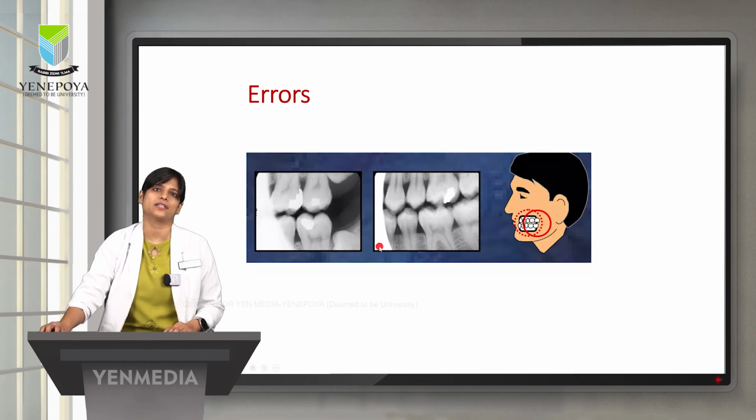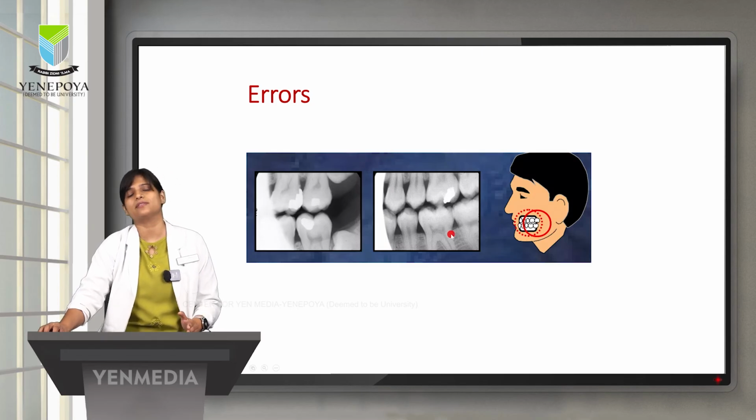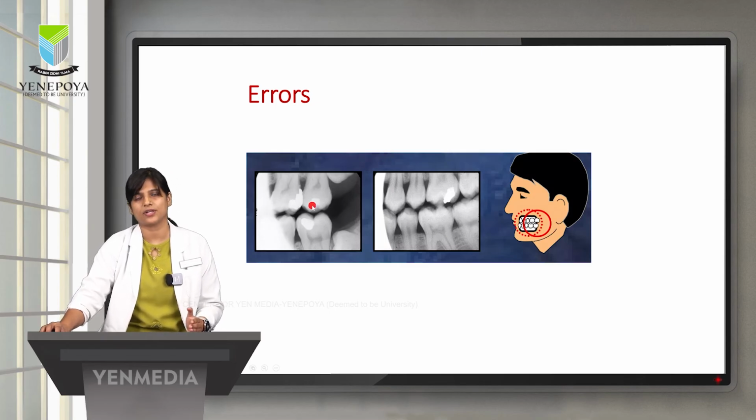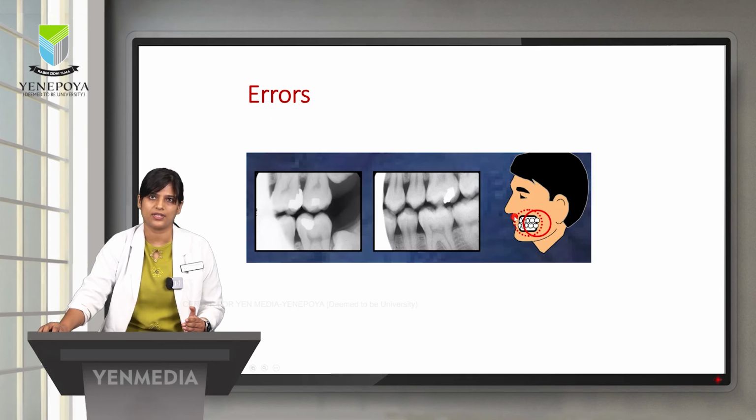Over here, it's a clear case of a cone cut. The film placement is ideal, but what has happened here is the point of entry is wrong. You can see the PID or the central X-ray is not in alignment with the film. Let's say this was for a molar projection, right? The ideal central point should be near the outer canthus of the eye at the level of the occlusal line. So the point of entry should have been here.